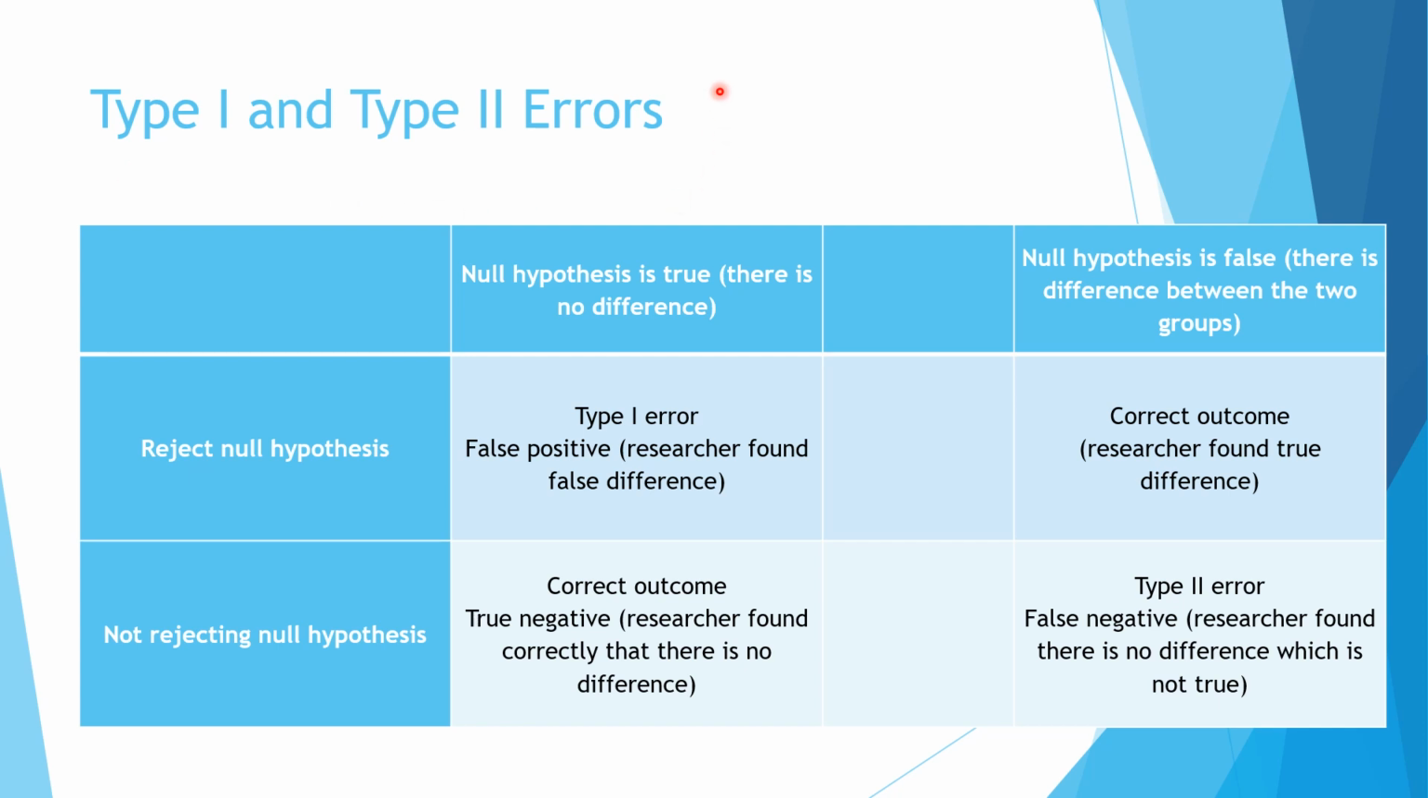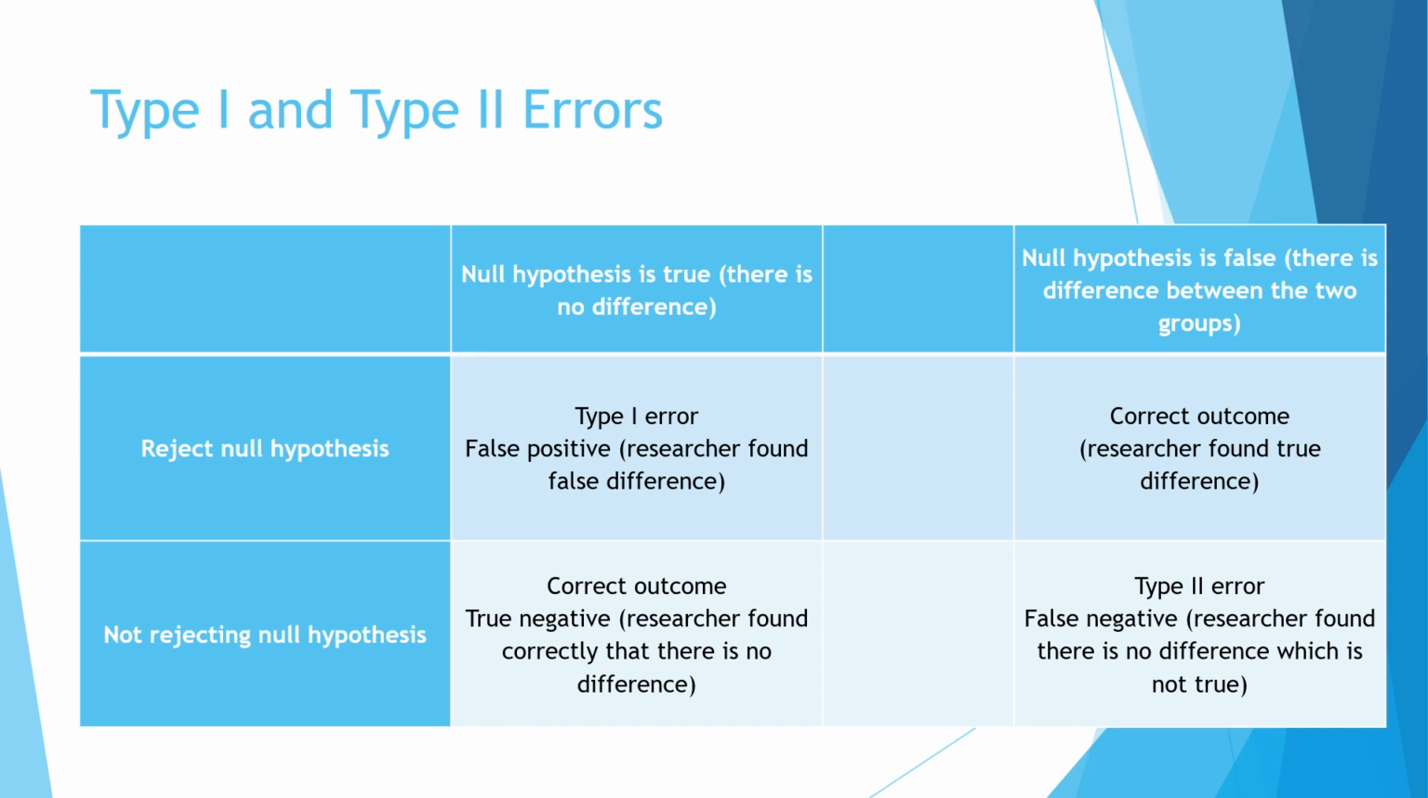Let's talk about type 1 and type 2 errors. I know that this is a very tough topic and lots of orthopedic surgeons may not really understand this. So I'm going to explain it in a way to make it simple for the people who are planning to take the exam. So, type 1 and type 2 error.